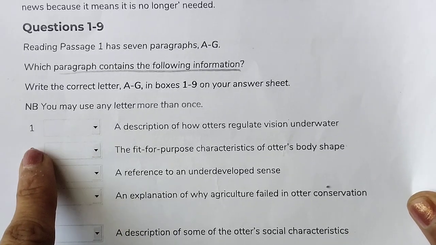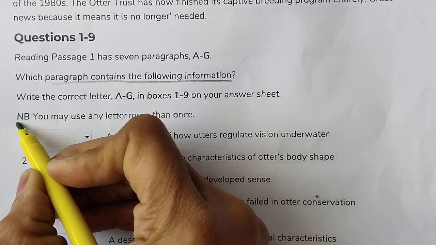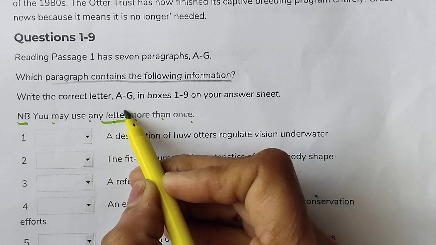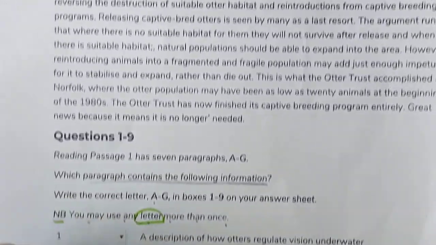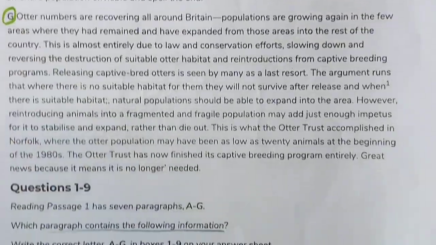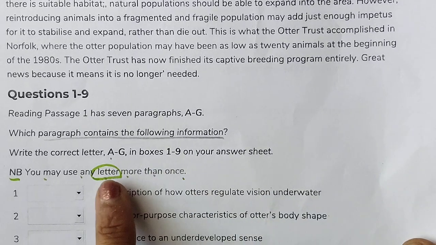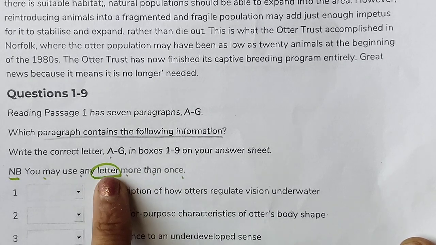Okay, the same type of question, and of course one thing is important to note down. NB, you may use any letter more than once. Which letter means A to G. Where are these letters? These letters are on the paragraphs. These are the names of paragraphs. So in the answer sheet, in front of 1 to 9, you have to write letters, alphabets.